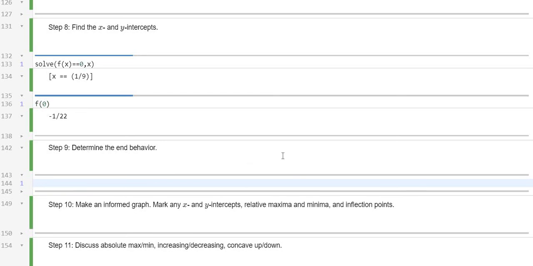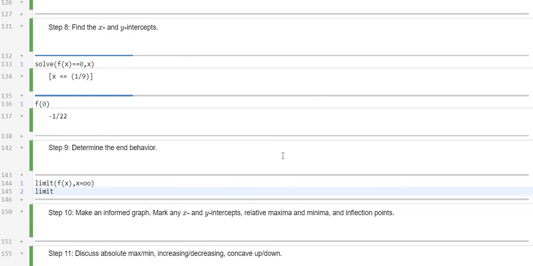Okay, now end behavior depends on the domain. This one is domain all real numbers. So for end behavior, we want to take limits of the original function f as x approaches infinity. You can type out the word infinity, or you can put two little o's. Okay, that's an o, not a 0. And we want to take the limit as x approaches minus infinity. Here, this one I'll write out just so you can see the two different infinity. You can do it either way.